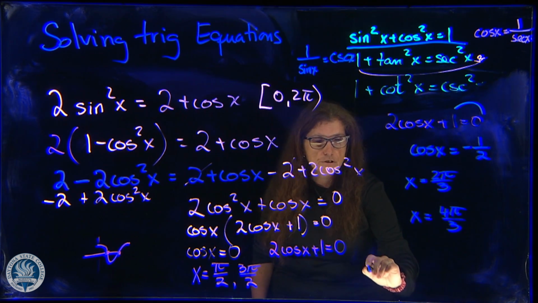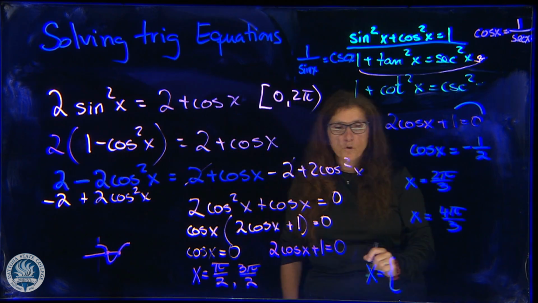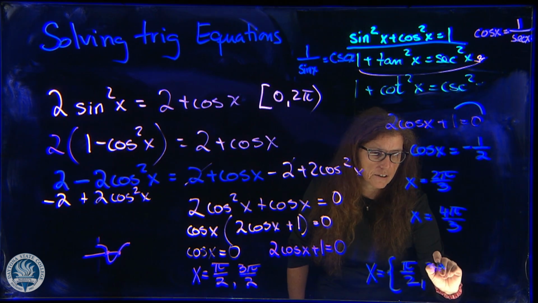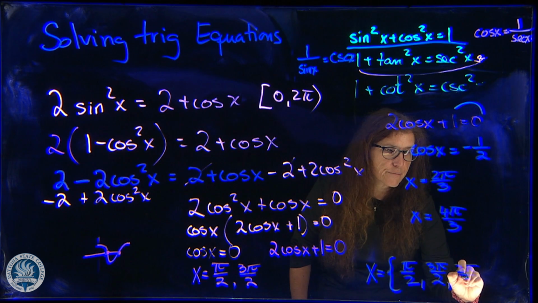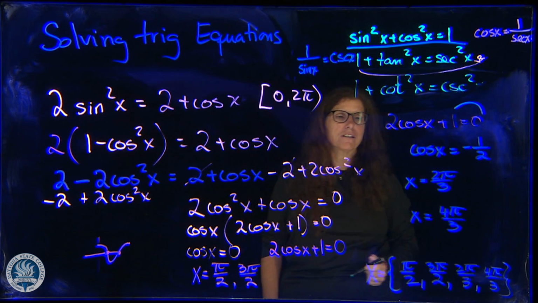So our solution to this problem, we have 4 angles here: pi over 2, 3 pi over 2, 2 pi over 3, and 4 pi over 3. Done you are. Great.